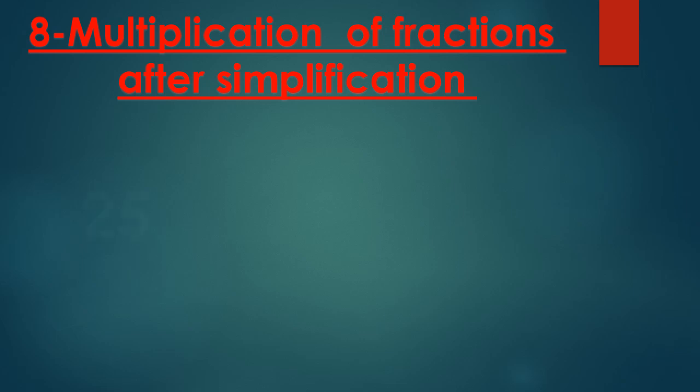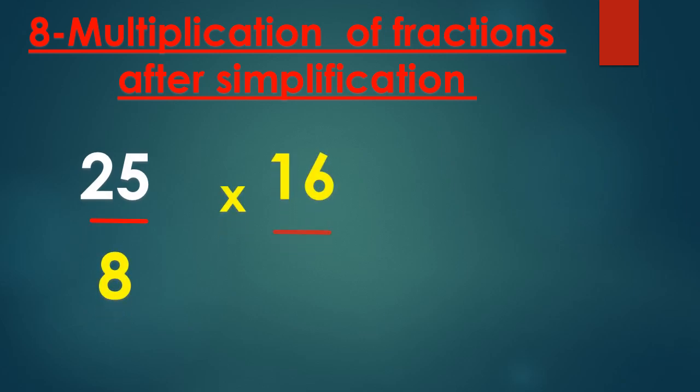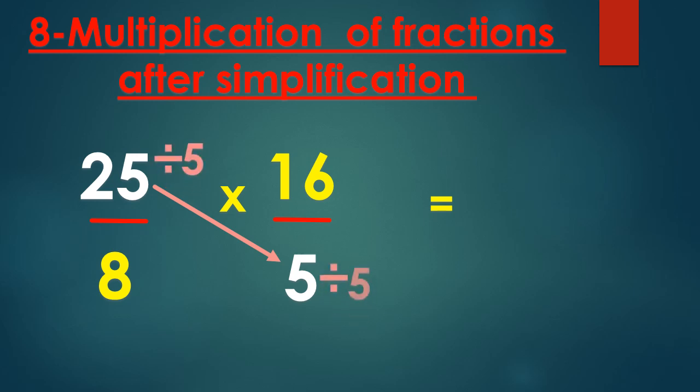Another example of multiplication of fractions after simplification is 25 over 8 times 16 over 5. The 25 and the 8 cannot be simplified. They are not in the same times table. So we can simplify the 25 with the 5. They are both in the times table of 5. 25 divided by 5 is 5. 5 divided by 5 is 1.